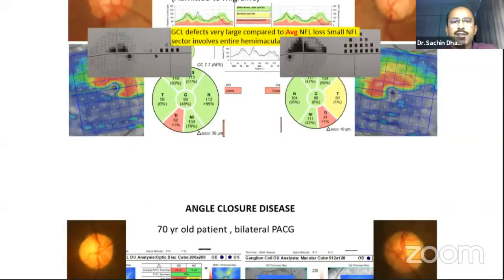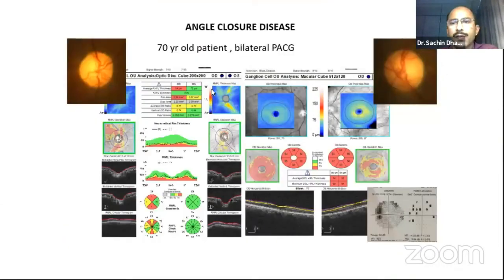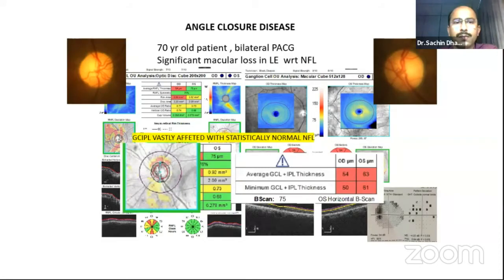Angle closure disease, the picture is slightly different. Now, if you see both discs, the cup-disc ratio appears quite okay. There is a mild pallor on the right-hand side. Now, this is obviously a Cirrus map, but it appears similar in the Spectralis, where you see that there is a diffuse ganglion cell loss as compared to the loss in the RNFL. So this is very, very classical of ischemic damage.